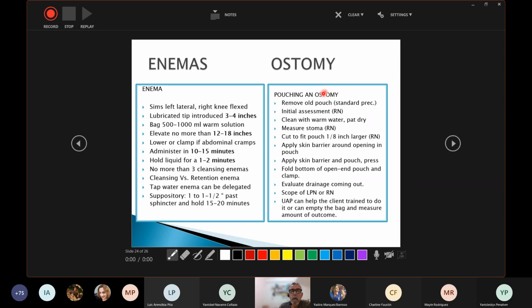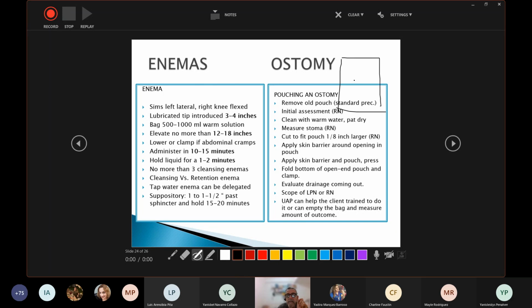The steps to change a colostomy bag: remove the old one. All these procedures are clean, not sterile. Remove the old pouch, clean with warm water and pat dry. It's expected that the stoma has a little bleeding; it's no problem. Do your assessment and measure the stoma. Cut the wafer, the base of the new bag, to the adequate size, leaving only 3 millimeters separation.